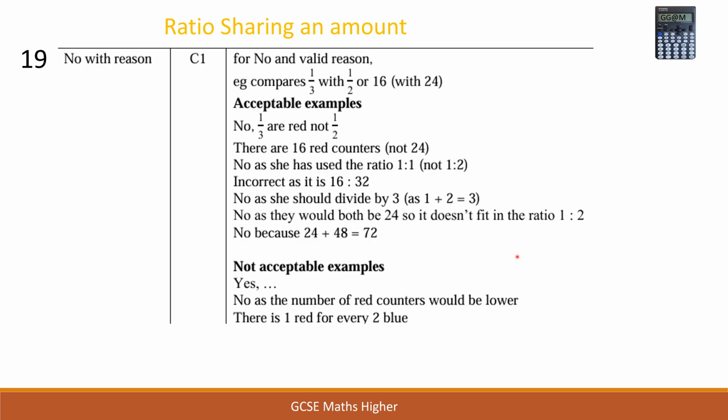So you should have said no with a reason. These are all the acceptable reasons. These are not acceptable. So C1 is a communication mark. You must write some words here in order to get the answer mark out.